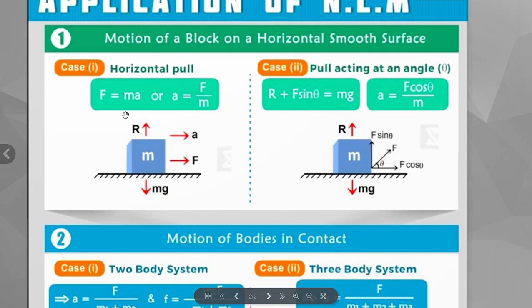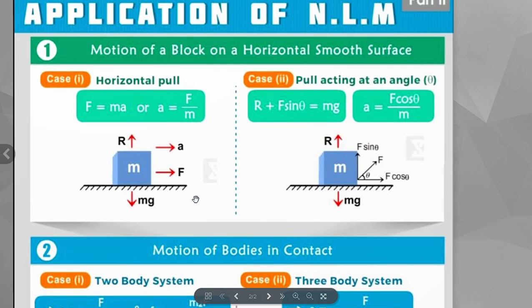Horizontal pull. Here F is force, F equals m times a, where m is mass and a is acceleration. Or if you have to find acceleration, force upon mass is equal to acceleration. In this case, the mass is acted on by the gravitational force towards the ground, which is mg, and the block is accelerating towards F. So the movement of this block is to the right side.